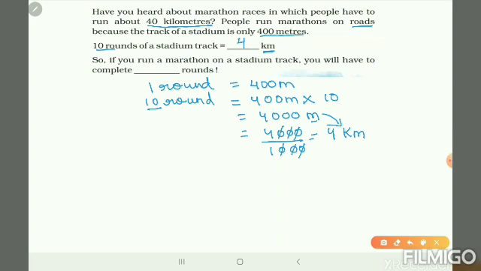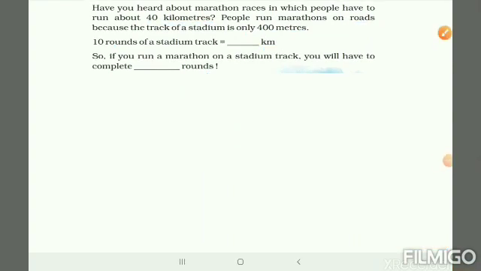Let's see what is asked next. If you run a marathon on a stadium track, you will have to complete dash rounds. So suppose you want to do your marathon in the stadium only, how many rounds are required? That is asked. To find it, let's see what all is given. First here it is given the distance of the marathon race. Here this 40 kilometers, this is the distance of the marathon race, isn't it?